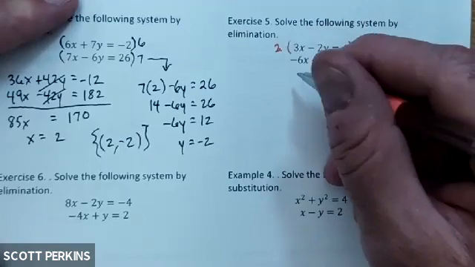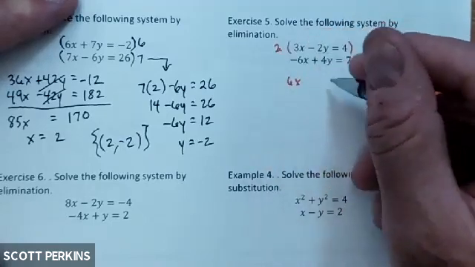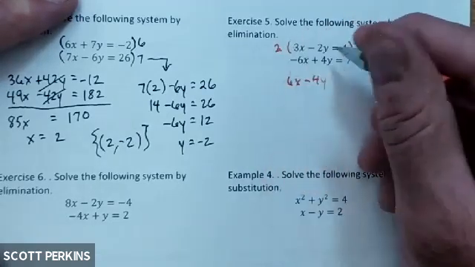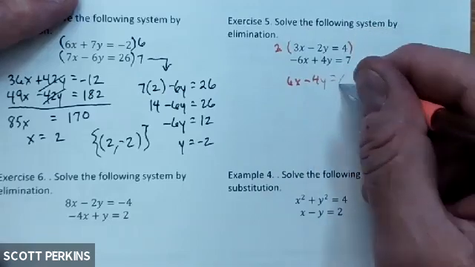So 2 times 3 is 6x, 2 times -2 is -4y, 2 times 4 is 8.